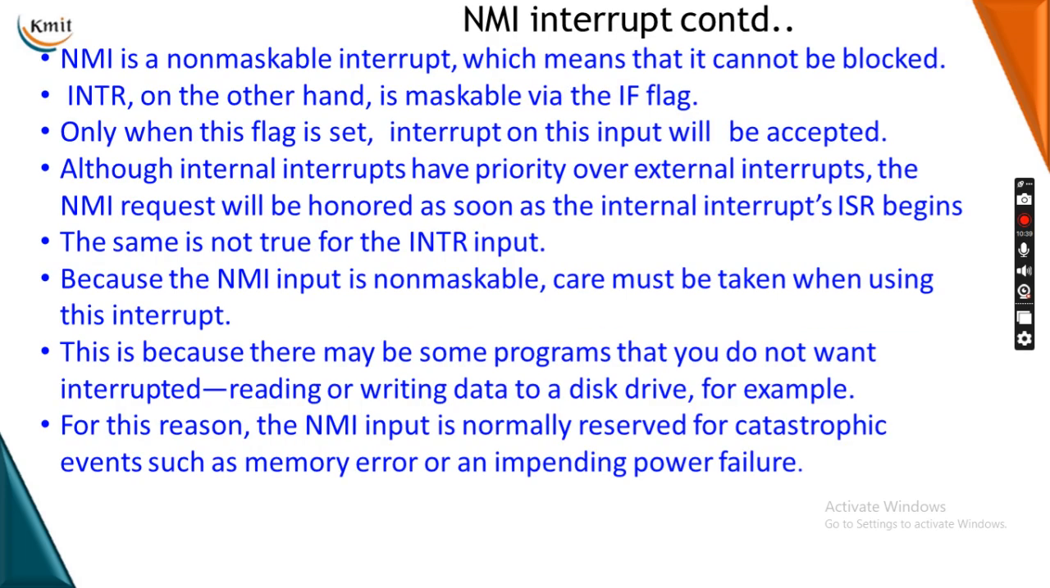So NMI is a non-maskable interrupt, which means that it cannot be blocked. INT request, on the other hand, is maskable, that is by IF. Only when this flag is set will an interrupt on this input be accepted. Although internal interrupts have priority over external interrupts, the NMI request will be honored as soon as the interrupt's ISR begins. The same is not true for the INT request.